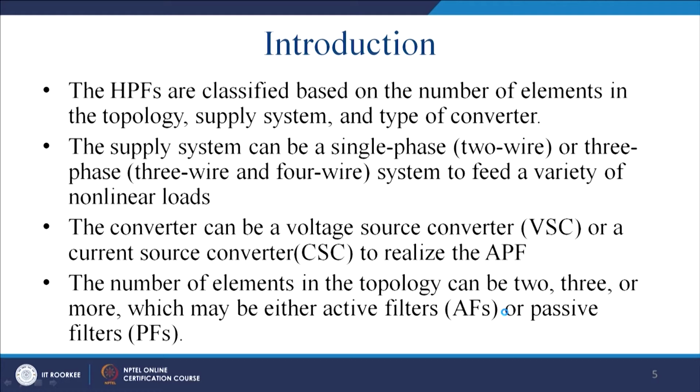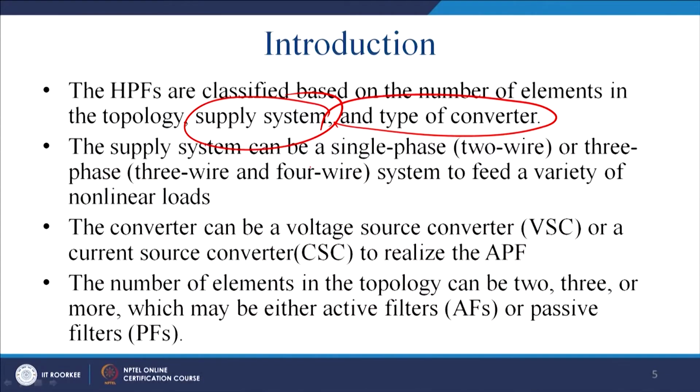The hybrid power filters are classified based on the number of elements in the topology. Thereafter, it can be based on the supply system, and it can be based on the types of the converter, whether it is multi-level or 2-level, or you can have different kinds of cascade topology in between. Even in the multi-level, it can be diode clamp, capacitor clamp, or H-bridge cascade multi-level inverter. So, these are a few variants of the topology that can also come into the picture.